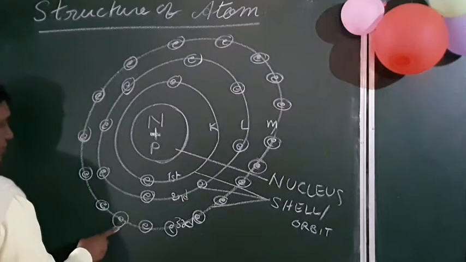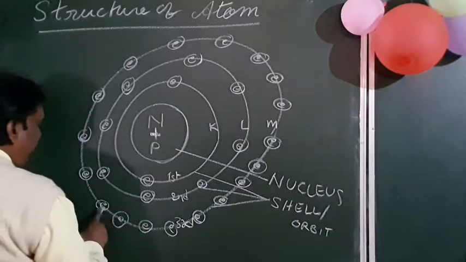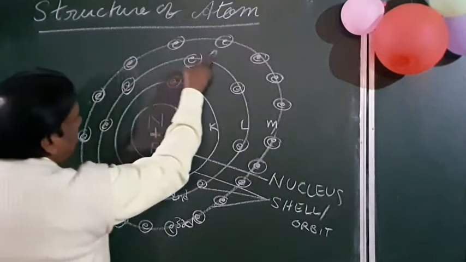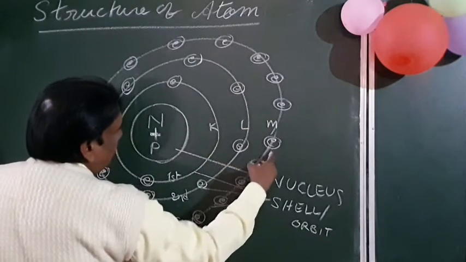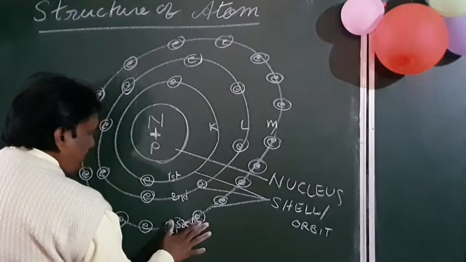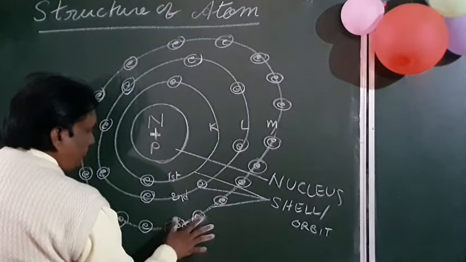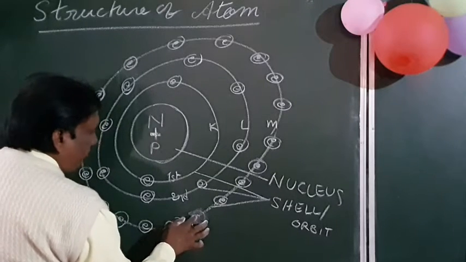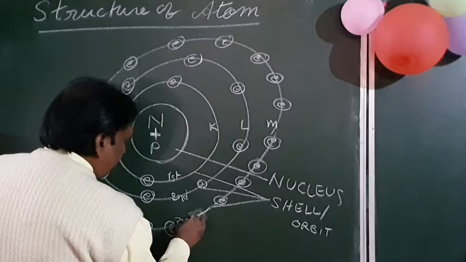Count this one: 1, 2, 3, 1, 2, 3, 4, 5, 6, 7, 8, 9, 10, 11, 12, 13, 14, 16, 17, 18, 19. One is extra, remove that one. 18 electrons is the maximum possessed.